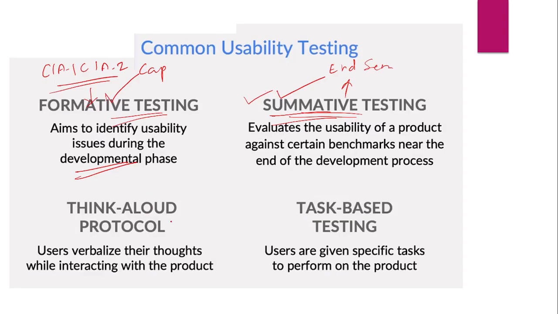And next, you have the think aloud protocol. It means that users verbalize their thoughts while interacting with the product. Simple. You are using Google Alexa. For example, I say, Alexa, play the song. So my verbal command has to map with the equipment. The equipment has to understand what I said. So this is called the think aloud protocol. And the next one is called task-based testing. The users are given specific tasks to perform on the products.